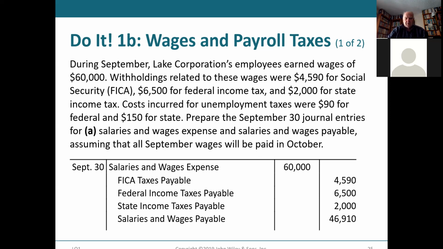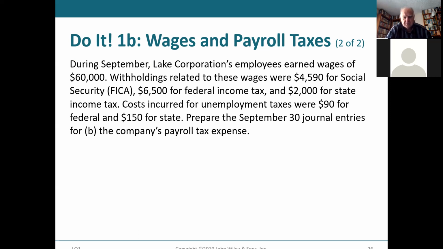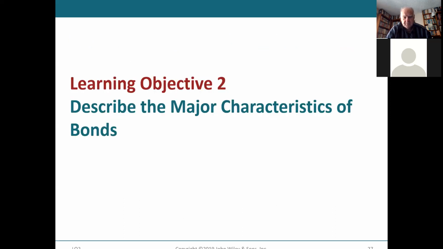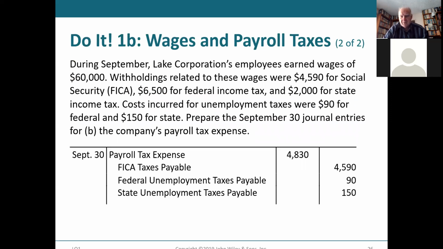The employer has to pick up the state unemployment, the federal unemployment, and this company also matches the FICA. So we're going to take the FICA number of 4,590. We're going to add the $90 for unemployment taxes for federal and $150 for state. And that would be the journal entry for the corporation. Okay.